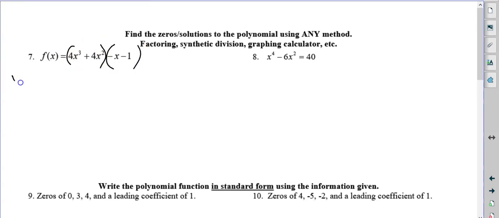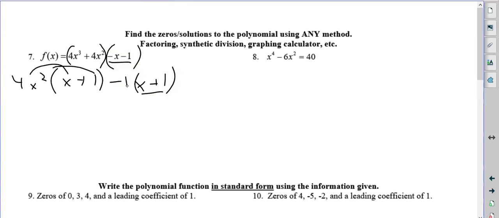So what can I take out? I can take out a 4x squared. And that's going to give me x plus 1, because this times that will give me 4x cubed, and this times that will give me 4x squared. I know I need this to be x plus 1. They need to match. What will make this look like this? Pulling out a negative 1. So that gives me 4x squared minus 1 and x plus 1.